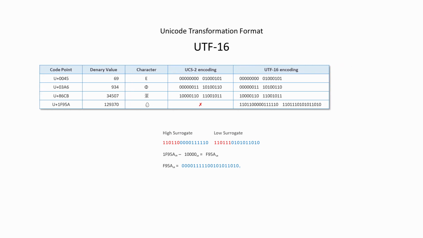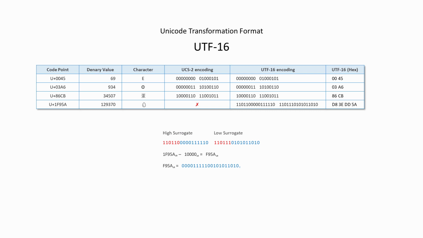UTF encodings are often written in hexadecimal, with a pair of hexadecimal digits per byte. The UTF-16 encoding for code point 1F95A can therefore be written as D8 3E DD 5A. Remember, this is just a compact way of writing down the binary digits that were generated from the code point.